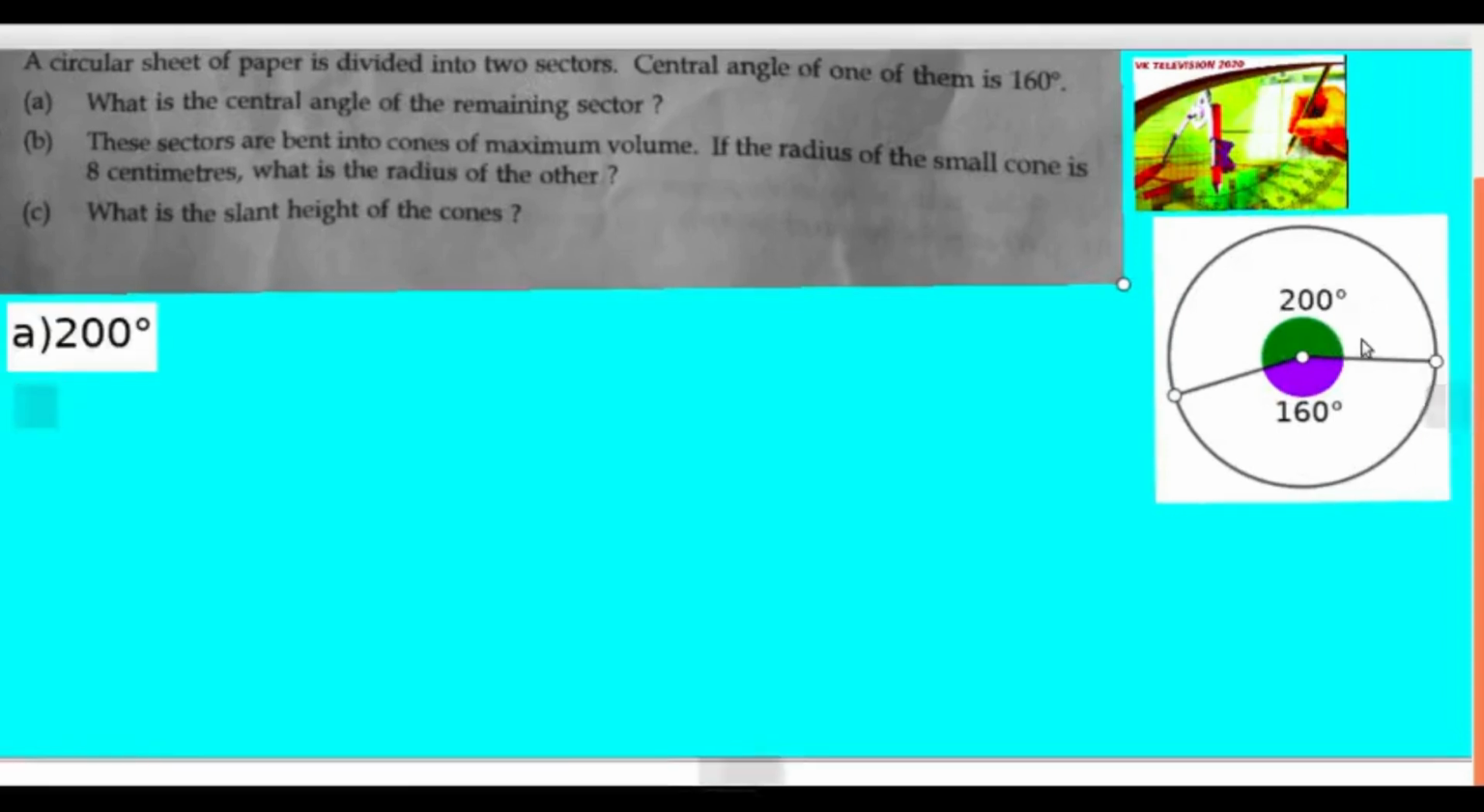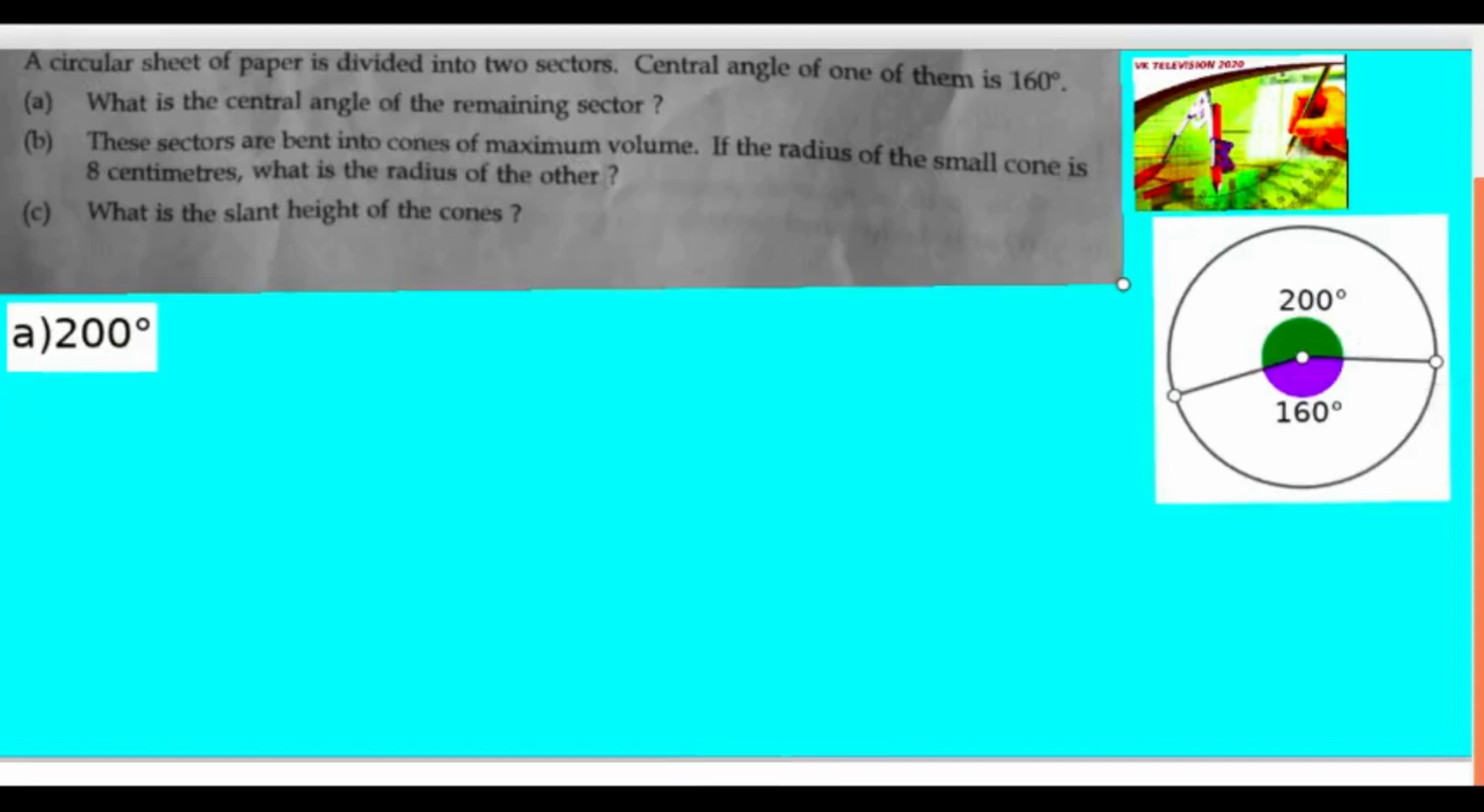Next question. A circular sheet of paper is divided into two sectors. The central angle of one of them is 160 degrees. What is the central angle of the remaining sector? That is 360 minus 160, which is equal to 200. So the answer to the first one is 200 degrees.